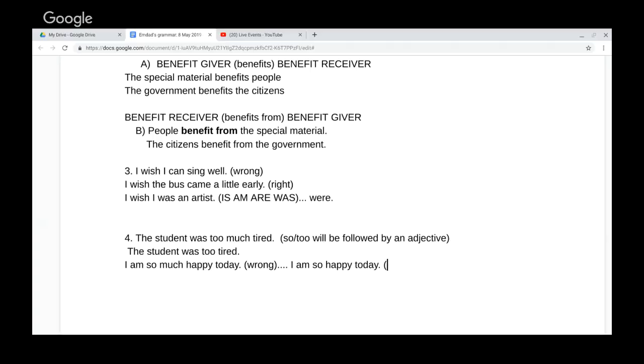So let's write it here. This sentence is 100% right. Is it clear? So very easy, tiny things that we need to take care of. So, a very important grammar rule. All right, next grammar rule, guys.